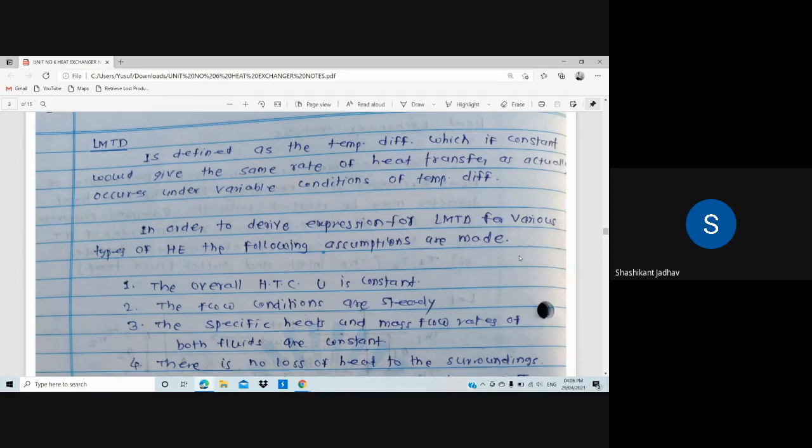Okay, so next line: in order to derive the expression for LMTD, our next aim is to calculate the LMTD equation. What is the equation for the LMTD? For that we have to consider different assumptions. So write down: in order to derive the expression for LMTD for various types of heat exchanger.